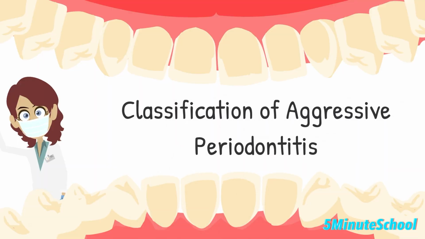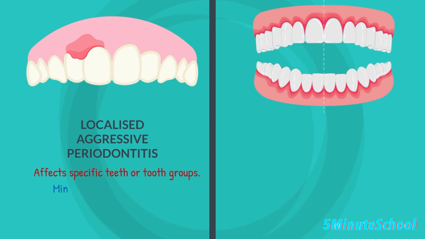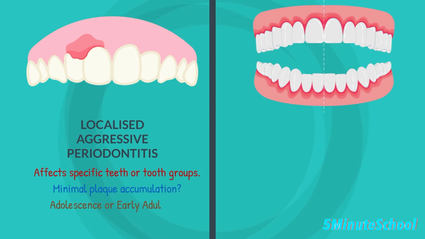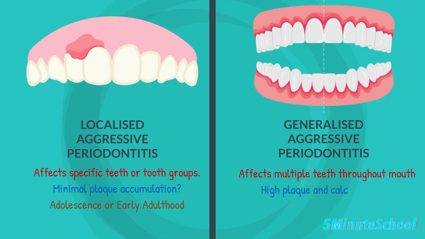So we can classify aggressive periodontitis in two different ways. We can have a localized aggressive periodontitis, and this type primarily affects specific teeth or tooth groups, often with minimal plaque accumulation, and it typically begins in adolescence or early adulthood. We also can have generalized aggressive periodontitis, and this type affects multiple teeth throughout the mouth, and it may be associated with higher levels of plaque and calculus, and it also usually starts at a young age.